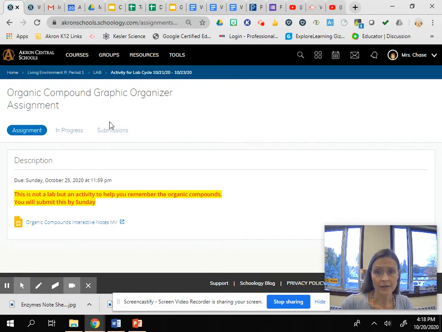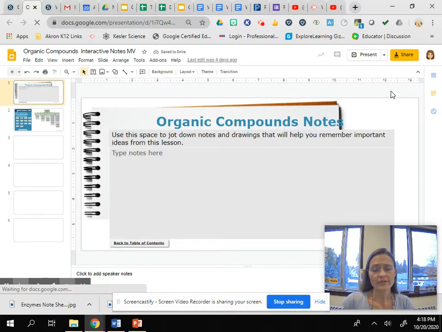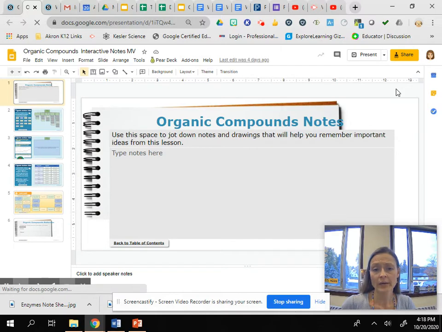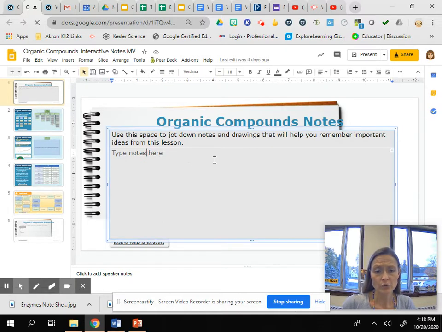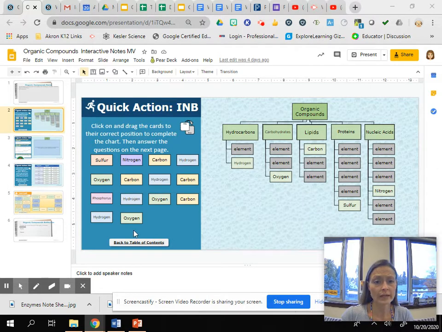So you're going to click the My Document link, and this is what it looks like. So we've done several notes and activities about organic compounds. There's a place here for you to write down any information that you think would be important to help you remember these compounds. There's a lot of information that we've learned so far, so I want you to use this to try and organize them a little bit. The next slide is going to have you moving these boxes over to here. So it wants you to click and drag on the cards to their correct position to complete the chart. Then answer the questions on the next page.